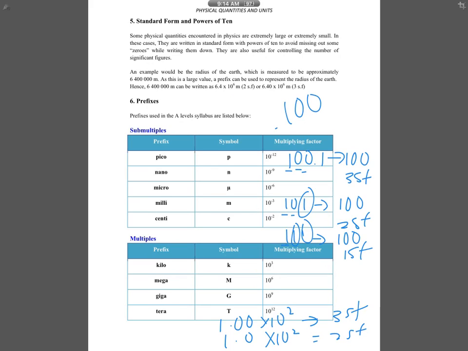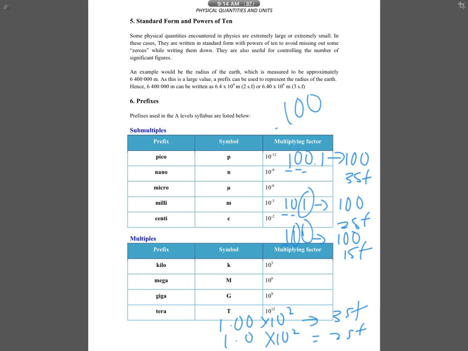Okay. Now what about prefixes? One part of your syllabus is also knowing the prefixes, which include submultiples and multiples. Submultiples are the ones that give you a smaller number. Multiples give you a bigger number. So you're going to memorize all of this. For submultiples, starting from centi, milli, micro, nano, pico. But centi is the only one that is outside the trend.